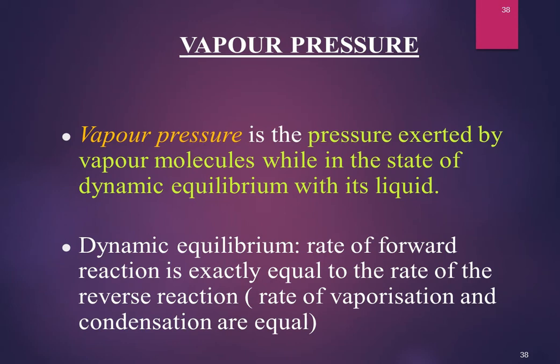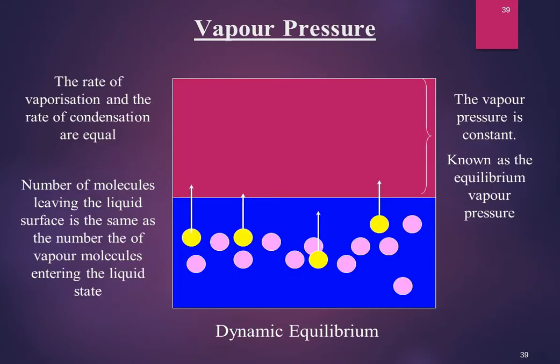Vapor pressure. Vapor pressure is the pressure exerted by vapor molecules while in the state of dynamic equilibrium with its liquid. Dynamic equilibrium means the rate of forward reaction is exactly equal to the rate of the reverse reaction, or the rates of evaporation and condensation are equal. This diagram shows the dynamic equilibrium, where the rate of vaporization and the rate of condensation are equal, so the number of molecules leaving the liquid surface is the same as the number of vapor molecules entering the liquid state.